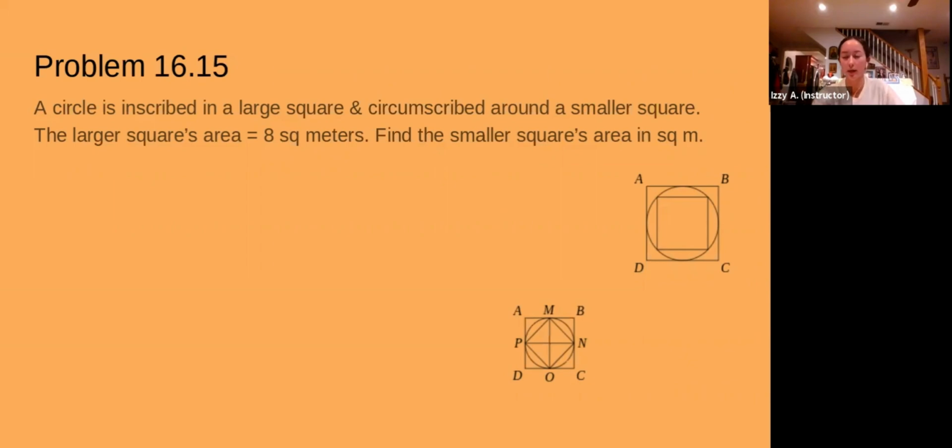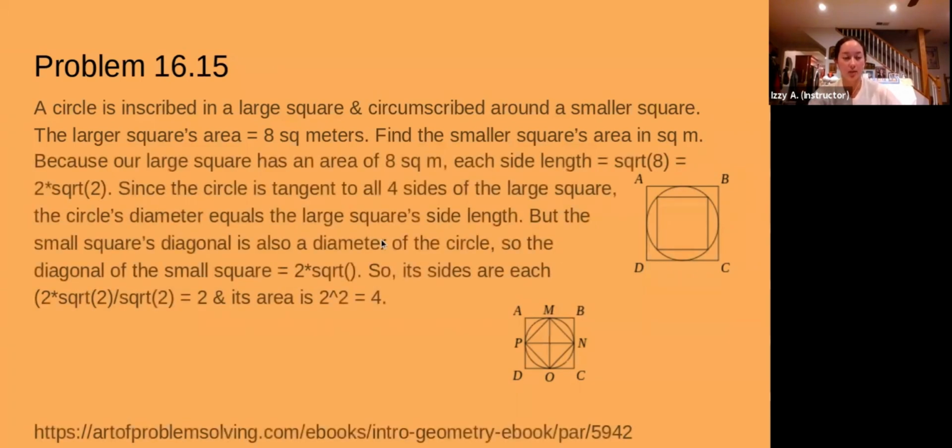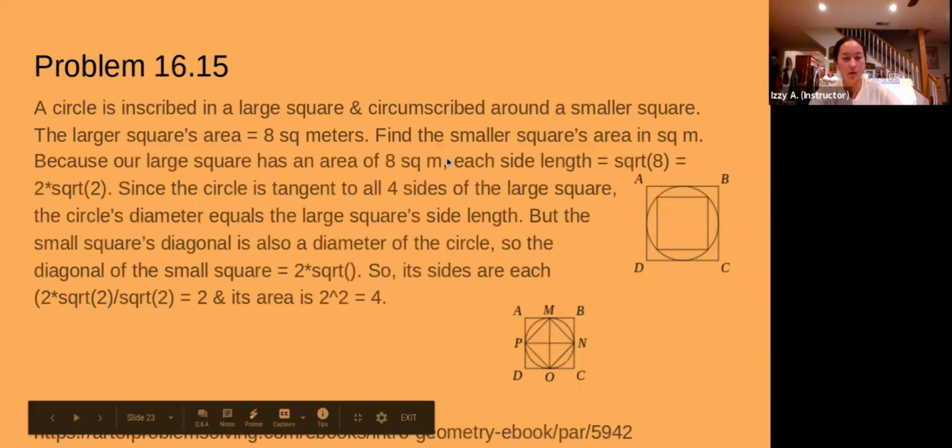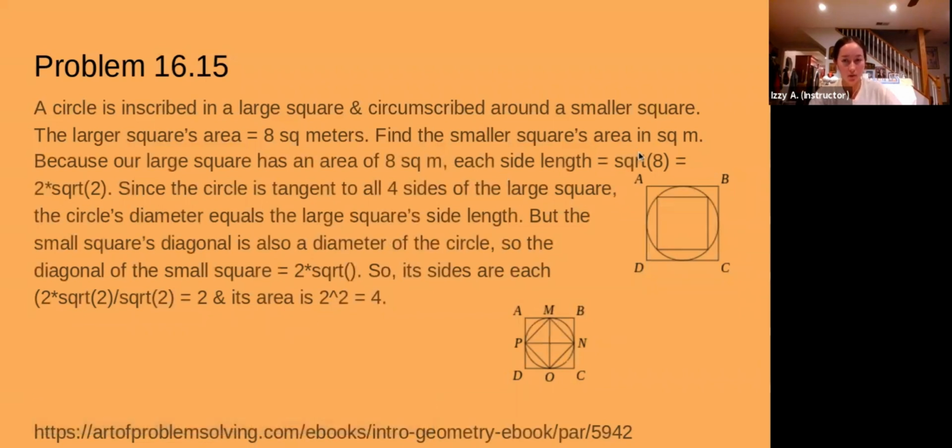Okay, I'll go ahead and go over the problem. Because our large square has an area of 8 square meters, each side length must be equal to the square root of 8, which is going to be 2 square root of 2. Since the circle is tangent to all 4 sides of the large square, the circle's diameter equals the large square's side length. Because if you were to draw the diameter here, that would be equal to DC or AB.